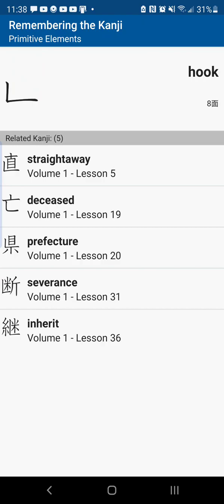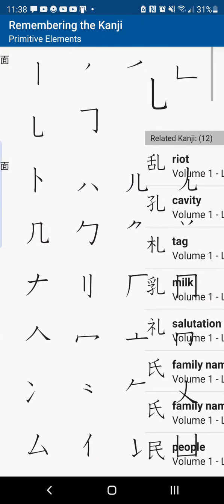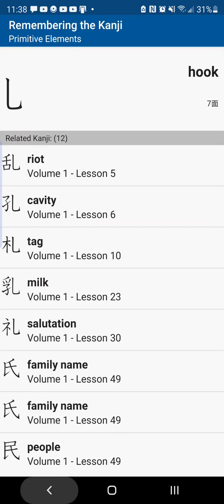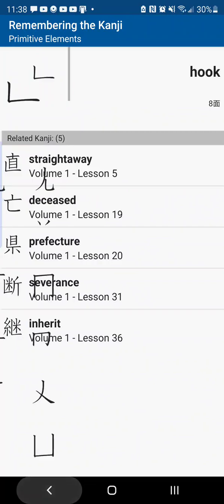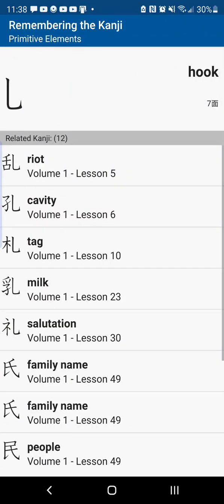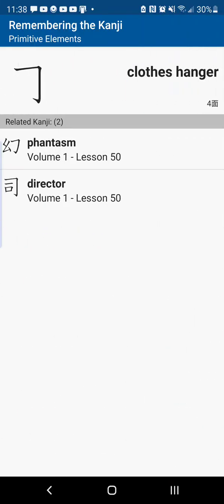Hook, and kind of an L-shaped hook coming in towards the middle of some kanji. Hold on, we have hook. This is a different hook. I think it kind of looks like long hair, maybe a slide, even an L. And then clothes hanger is kind of this right-angled box. We can see it on director or phantasm.